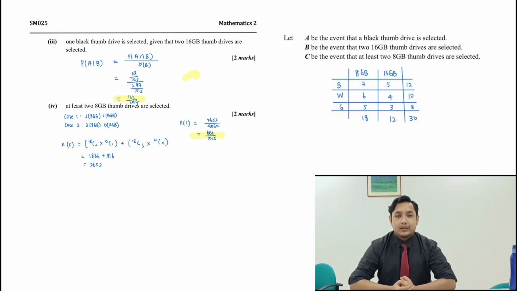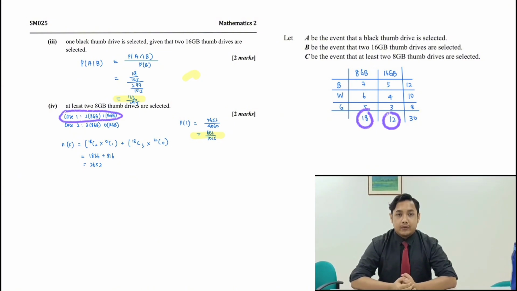For question number 4, the question asks for at least two 8 GB thumb drives selected. So we calculate the probability of the combination of two 8 GB thumb drives times one black thumb drive, plus the combination of three 8 GB thumb drives times 0 black thumb drives, and we get the answer 663 over 1050.